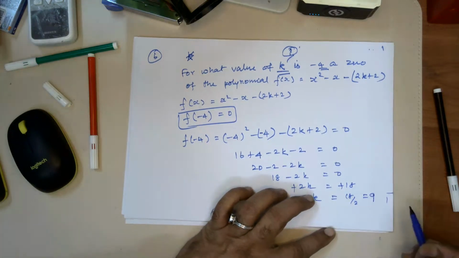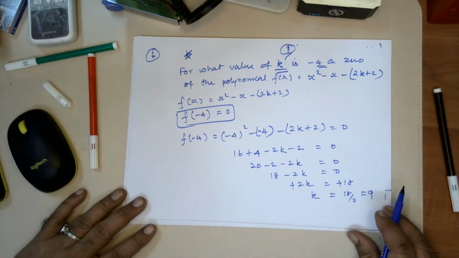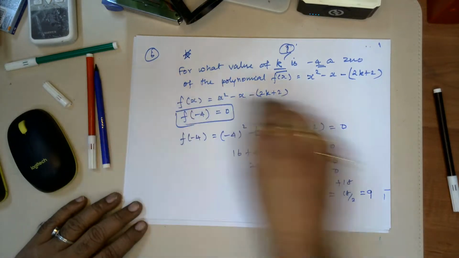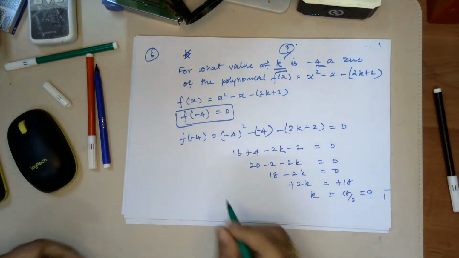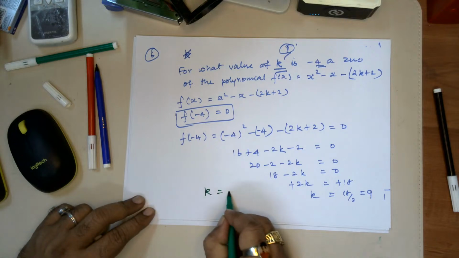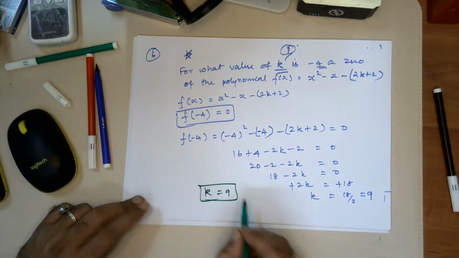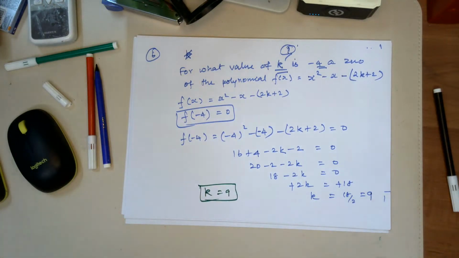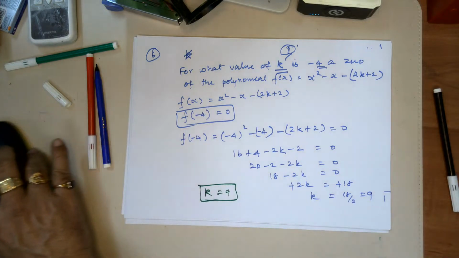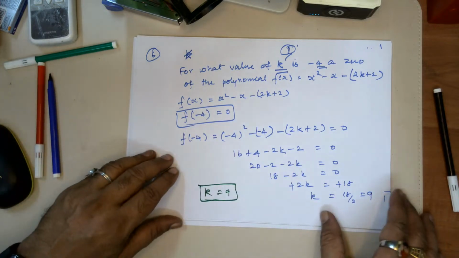Okay. Therefore, the correct answer is k is equal to 9. Got this? Now let us move to 7. Question number 7.